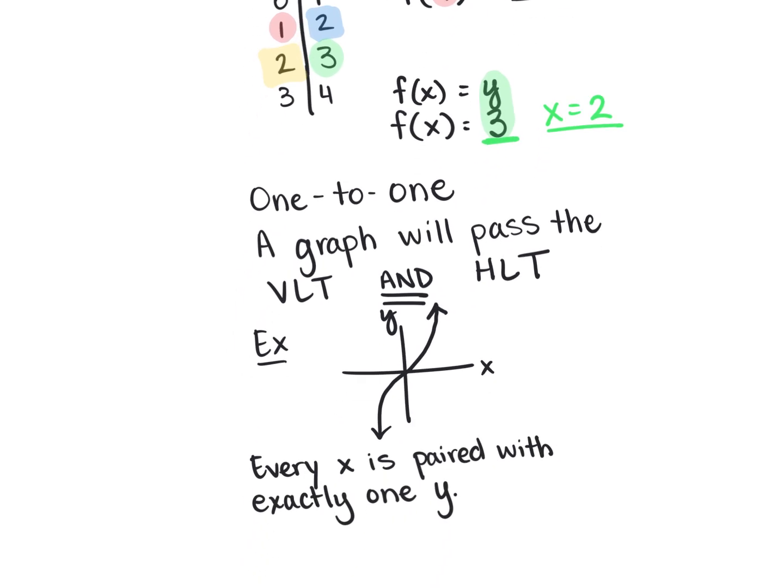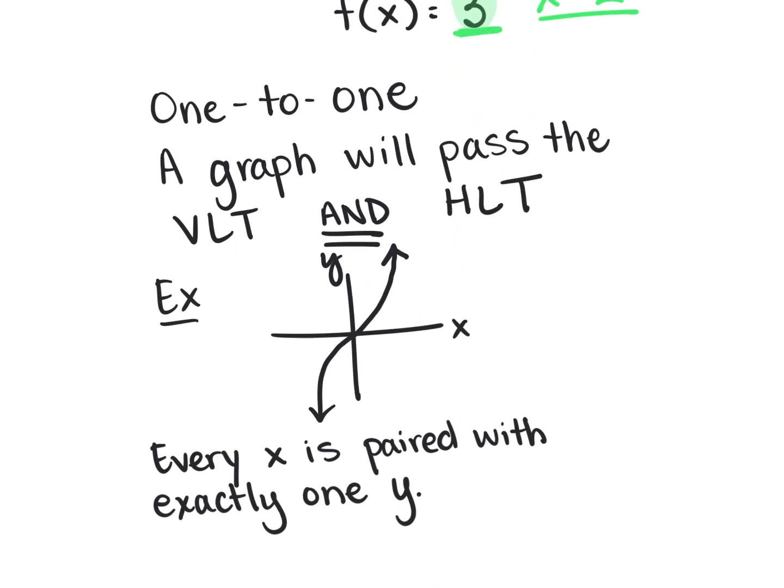A new concept in this section that you'll talk about is one-to-one. This means that a graph will pass both the vertical line test and the horizontal line test. If I draw red vertical lines, it never hits more than once at one time. Then I go back and say, okay, I'm trying to ask if it's one-to-one, not if it's a function, so I have to check these horizontal lines, and it never hits more than once at the same time. So this one is a one-to-one function. Another way to say that is that every x is paired with exactly one y value.